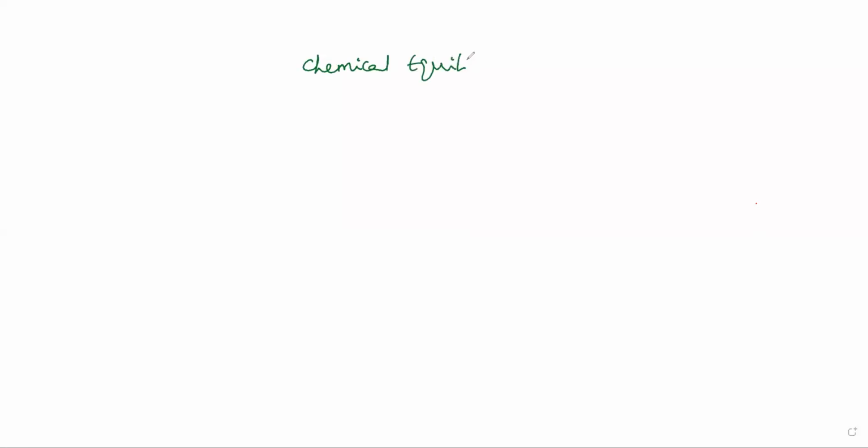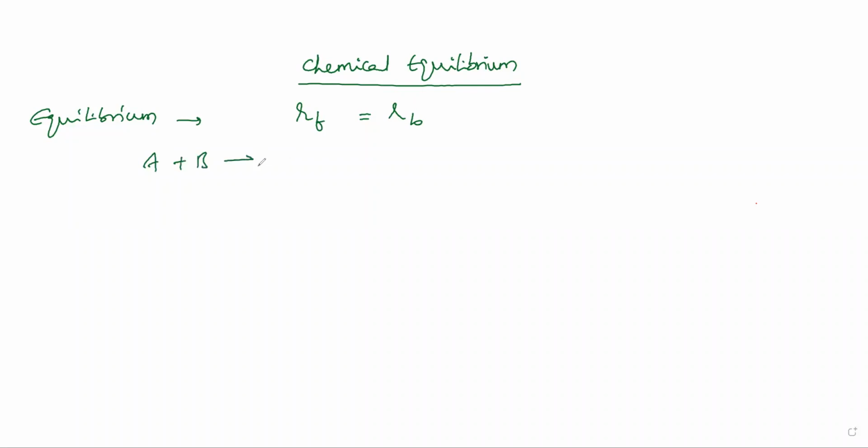Chemical equilibrium. Okay. Now, what is equilibrium? A state at which rate of forward reaction is equal to rate of backward reaction. Let us suppose a reaction is going on. A plus B gives C plus D. Then C plus D is giving A plus B. So this is a reversible reaction. This is the rate of forward reaction. This is the rate of backward reaction.